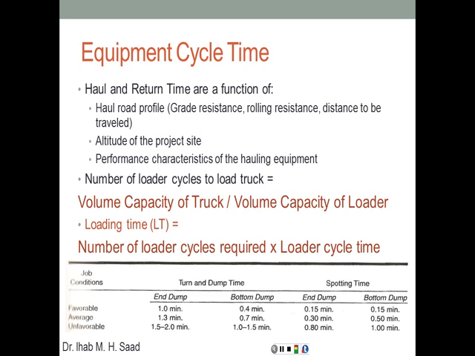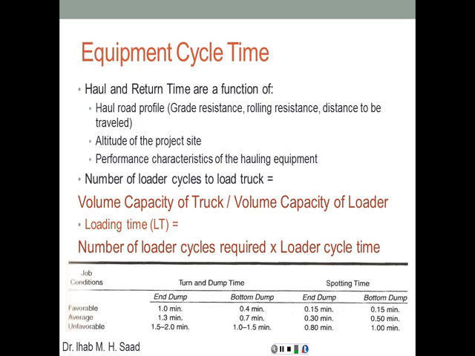Number of loader cycles to load a truck. So if you have, let's say, a loader with a bucket size of 2 cubic yards, and you have a truck with a capacity of 15 cubic yards, how many cycles are going to be needed to load the truck? The volume capacity of the truck divided by the volume capacity of the loader. So in this case, it's going to be 15 divided by 2, which is 7.5, which means it's going to take 8 cycles.